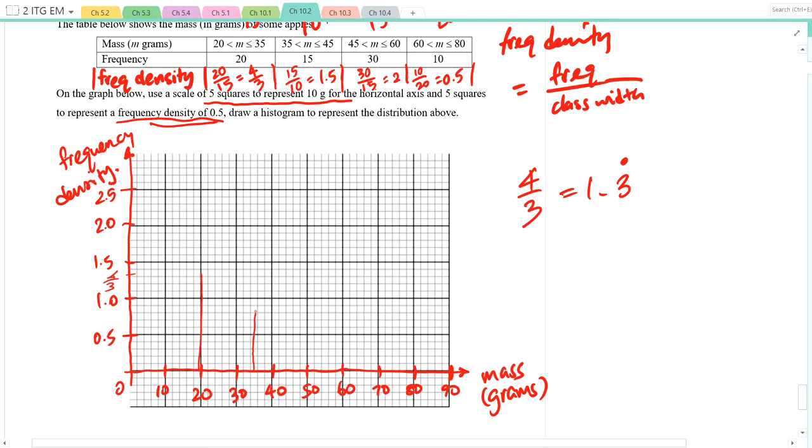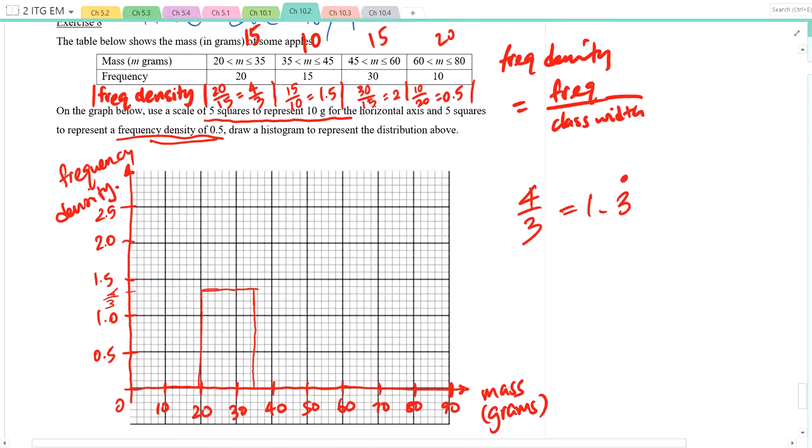30 being here, 35 must be here. So you should be using your ruler. Okay, this is our first one. Next, from 35 to 45, we've got exactly 1.5. Okay, that's straightforward.